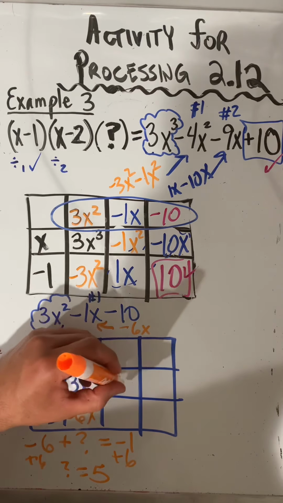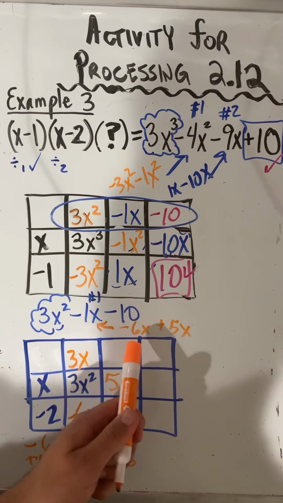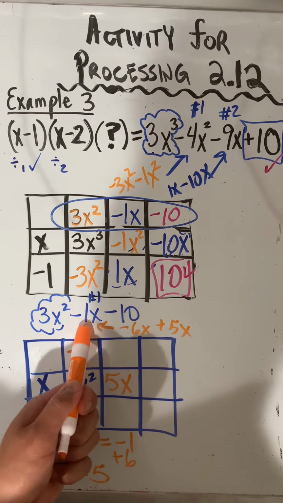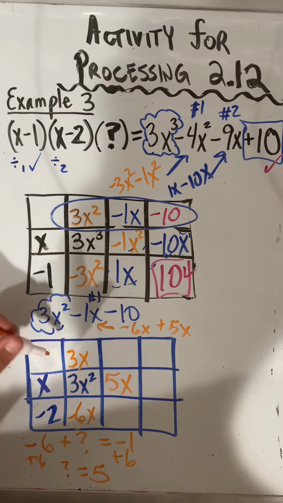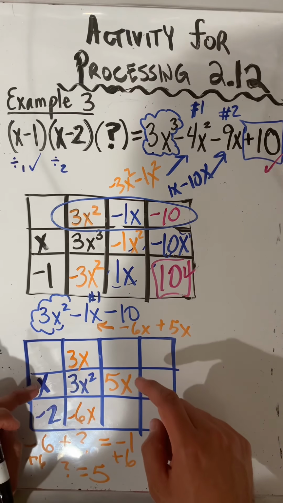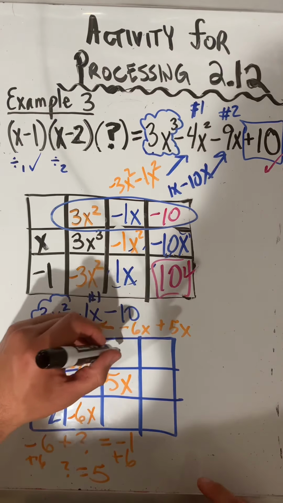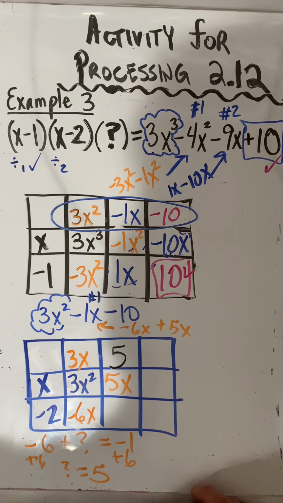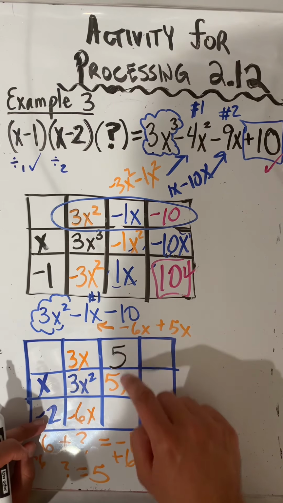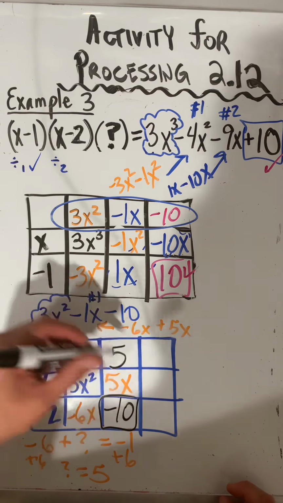So it's 5x. Let me double check that. Negative 6x plus 5x is negative 1x. Yes, that's good. All right, let's begin the process again. X times another outside value will create a product of 5x. That is 5. Negative 2 times 5 is negative 10. Yay! That's what I was looking for. I'm good. I got it correct.